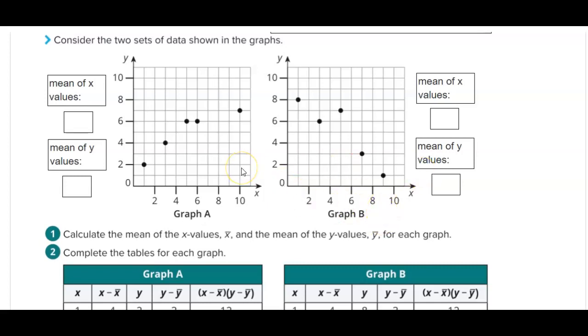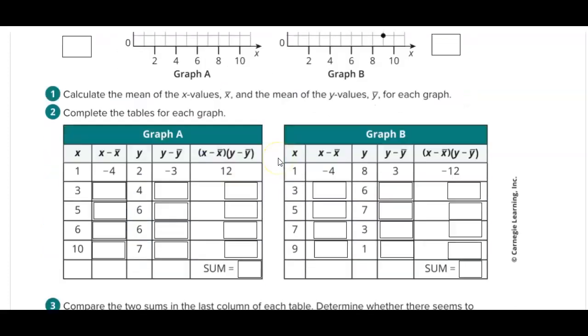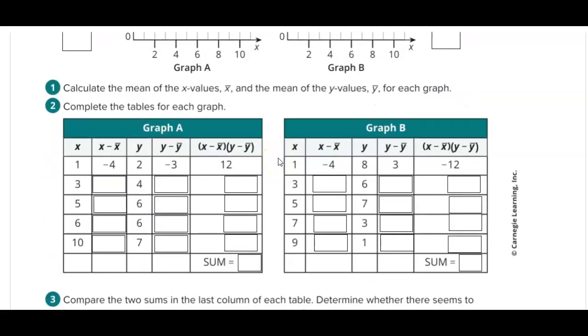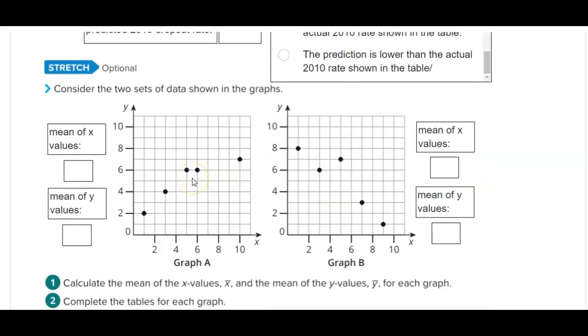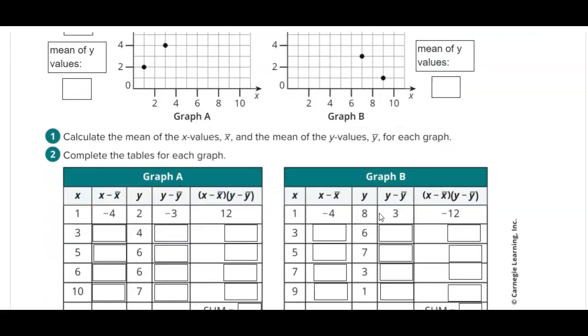On the bottom of page 144, there are a couple of tables, and those tables accompany these graphs. So we're going to do some calculations involving the x values on this table. So 1, 3, 5, 6, 10, and same over here, 1, 3, 5, 7, and 9. We're going to do something with those x values down in these tables.